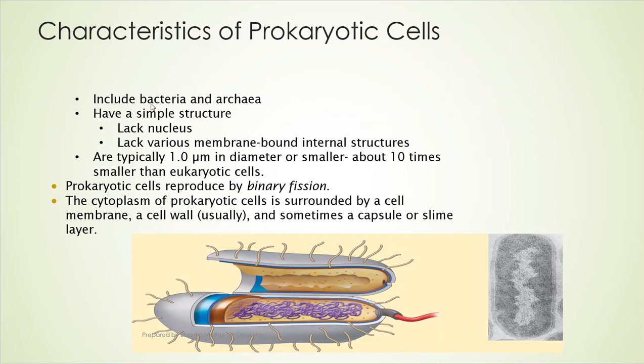Prokaryotic cells, the bacteria and the archaea, we already said they don't have a nucleus. They have a nucleoid region where the genetic material of the DNA hangs out. They don't have a lot of those organelles, especially the ones that are surrounded by membranes. These guys are about 1 micrometer or less in diameter. So again, eukaryotic cells, prokaryotic cells.